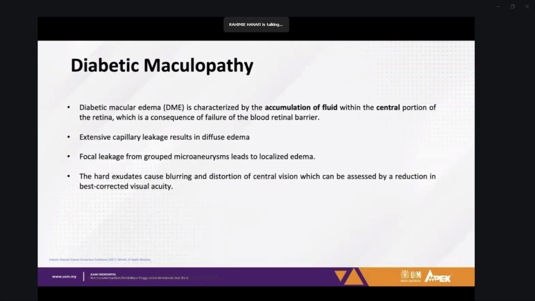Okay, next, diabetic maculopathy. Diabetic maculopathy can occur at any stage of diabetic retinopathy. It is characterized by accumulation of fluid within the central portion of the retina due to failure of the blood retinal barrier. When there is extensive leakage, it can cause diffuse edema. And when it is just a group of microaneurysm leakages, it can cause focal or localized edema. And the hard exudate itself at the macular area can cause blurring and distortion of central vision.